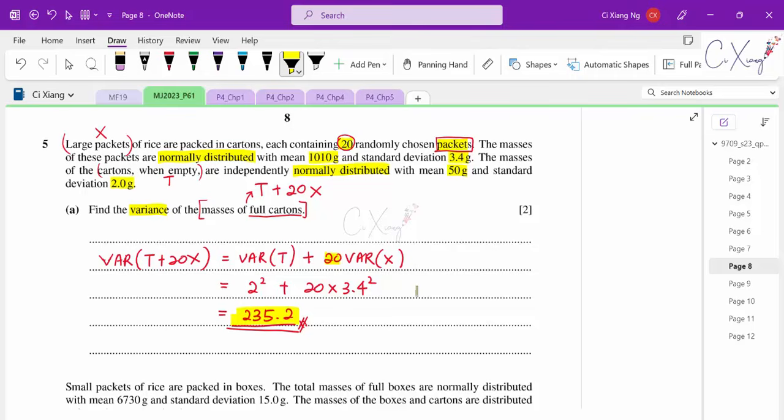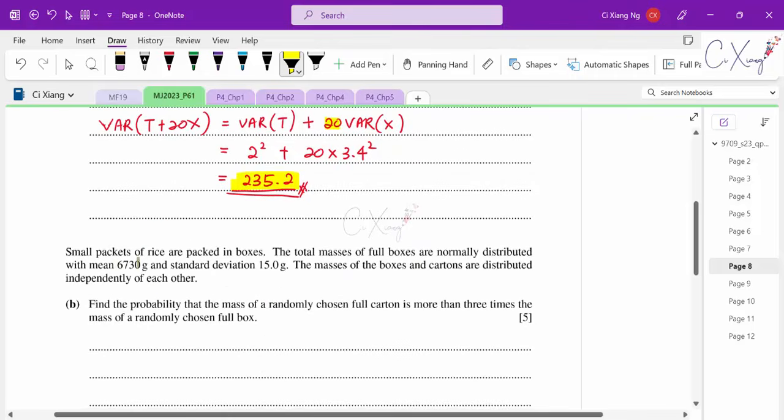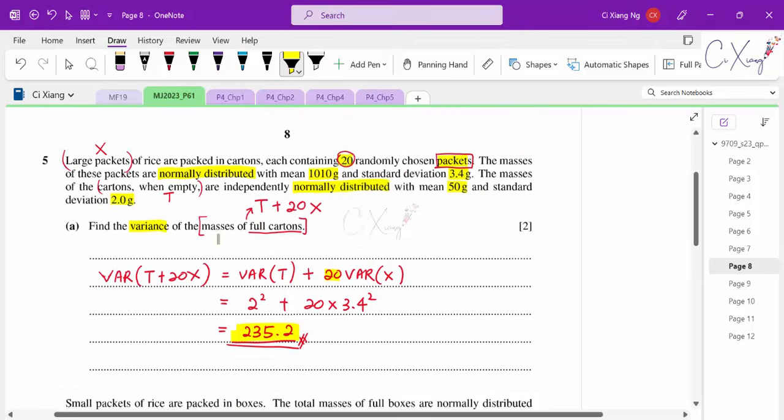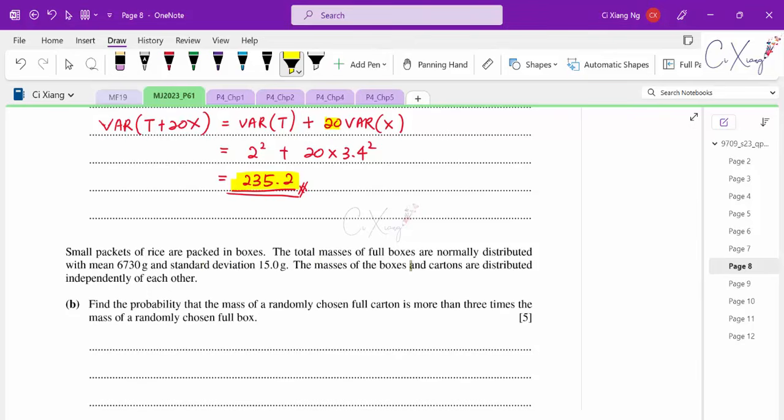Okay, so let's proceed to part B. Now we have small packets. Small packets of rice are packed in boxes. Just now the large packets were in cartons, now the small packets are in boxes. The total mass of full boxes is normally distributed, so again, you highlight the keyword normally distributed with this mean and standard deviation. The masses of the boxes and the cartons are distributed independently of each other.